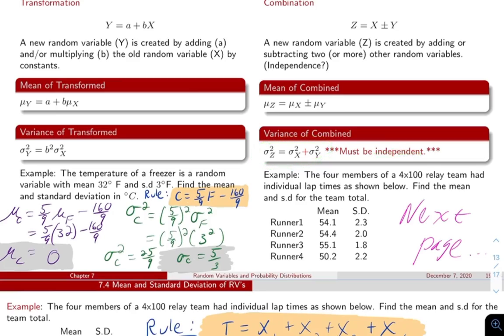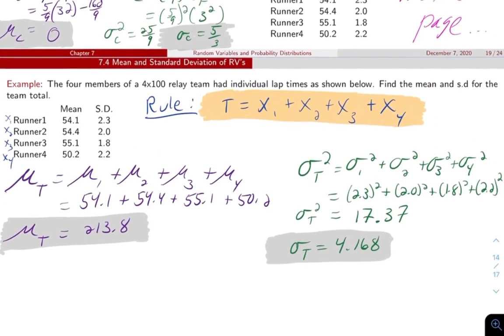How do you know if they're independent? Well, generally you're told whether or not they're independent. So the example we're going to use is a track team. Imagine we have a relay team where runner 1, 2, 3, 4 all have average times and measures of spread for their 100-meter race. And I want to find the mean and the measure of spread for the total time for the relay. So moving on to the next page.